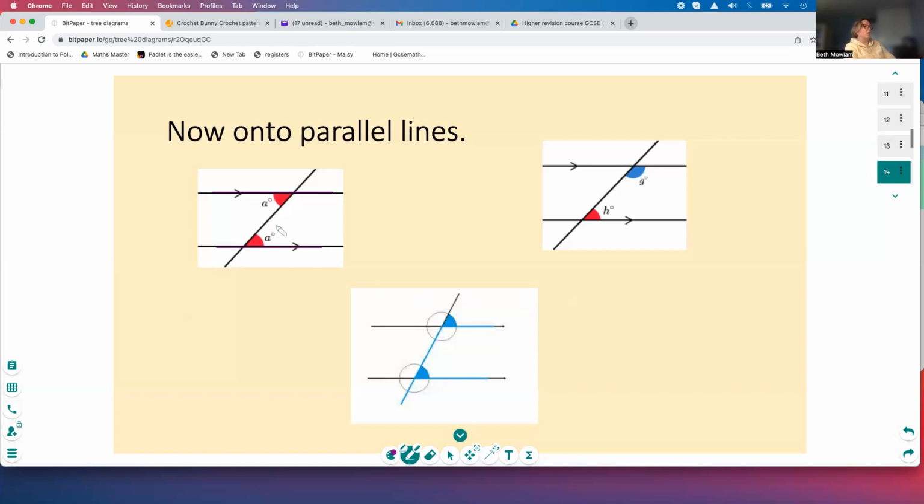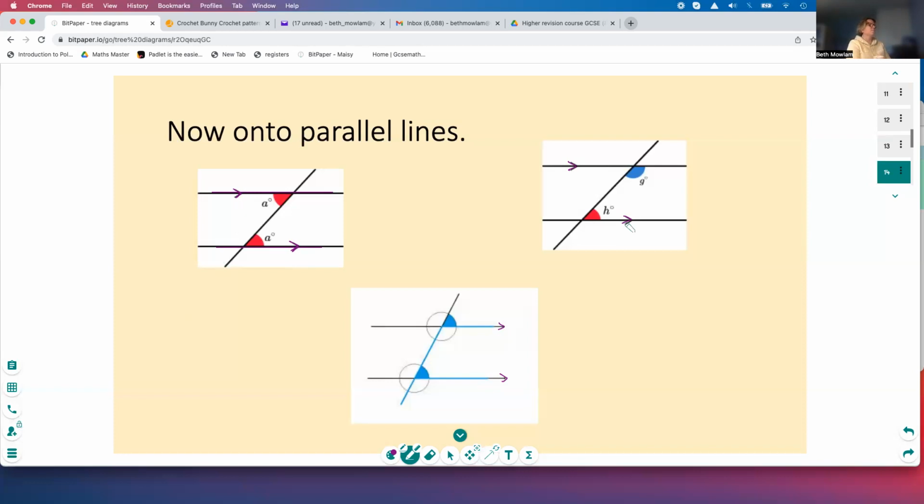Parallel lines are often highlighted with arrows. So not only do they tell you in the question they're parallel, they put little arrows on them somewhere, so you know that they're parallel. So these rules only apply if we've got parallel lines.